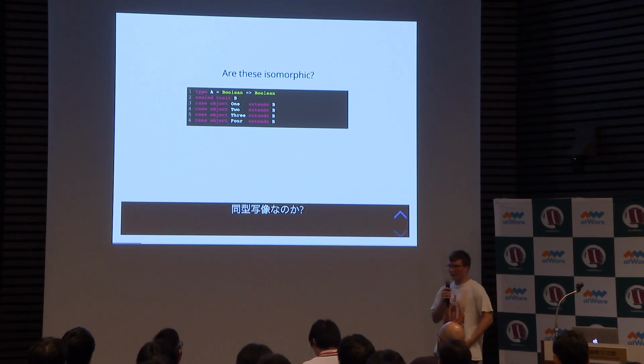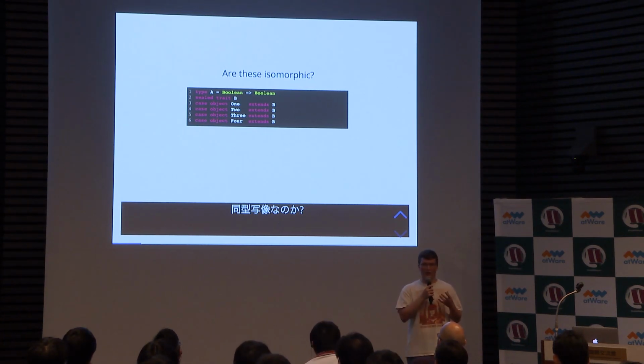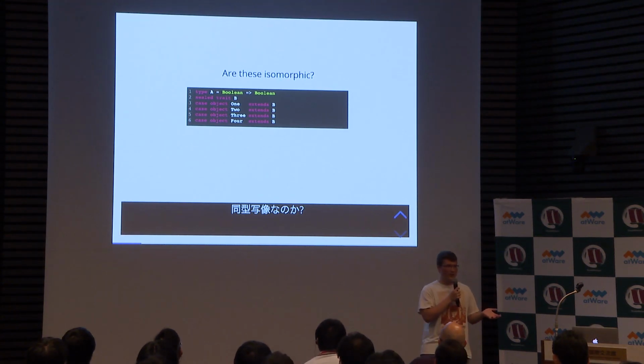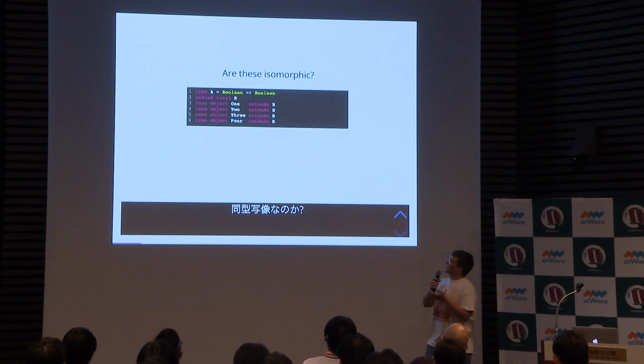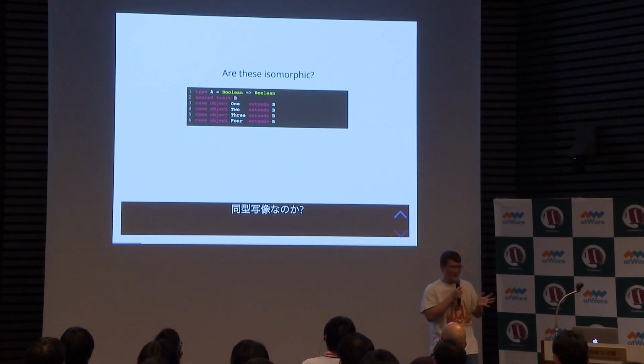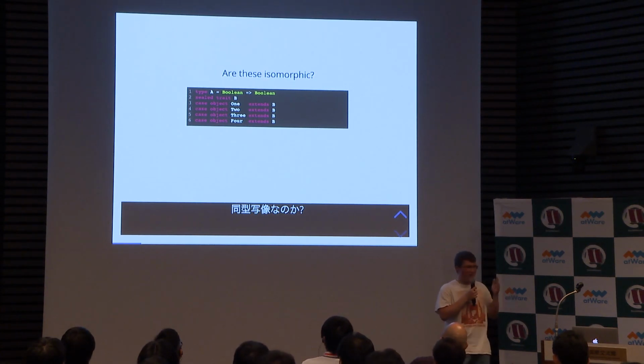Now, let's look at a more complicated example. Let's say that we have a function from Boolean to Boolean. Now, can we somehow show that it's isomorphic? First of all, we want to prove that there are 4 possible functions like that, right? This is not so simple anymore. Maybe you could somehow enumerate all of those functions, right? How do we do that?